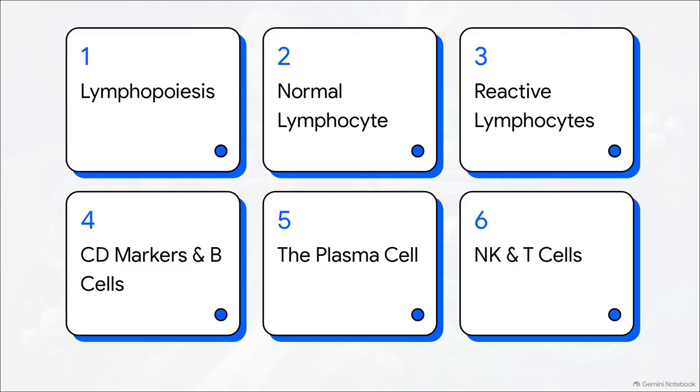To keep things moving, here is our roadmap for today. 1. Lymphopoiesis. 2. The normal lymphocyte. 3. Reactive lymphocytes. 4. CD markers and B cells. 5. The plasma cell. And 6. NK and T cells. Let's do it.